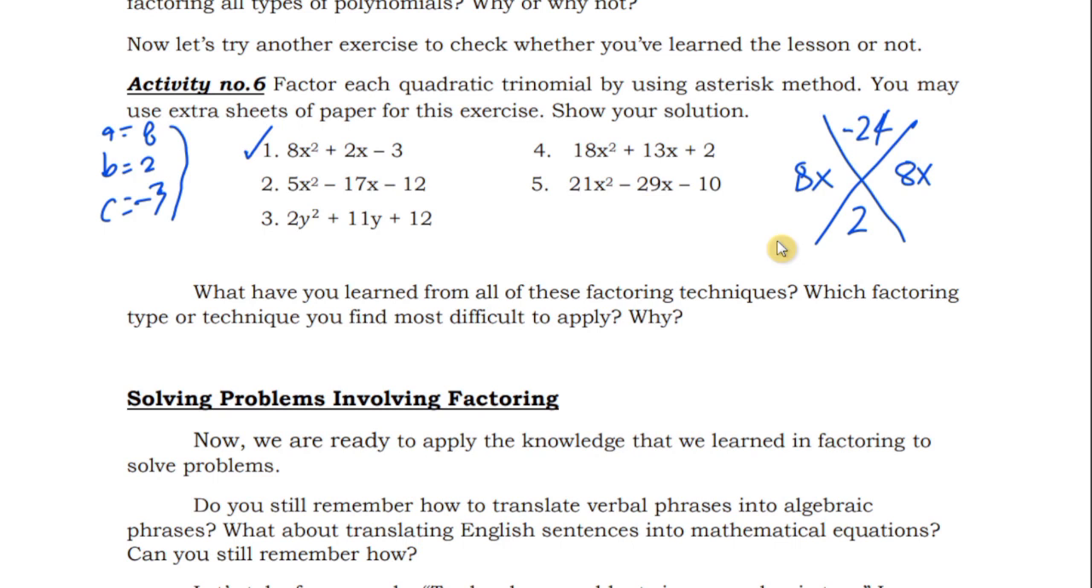So we're looking for the factors of, let's say, negative 24 such that the sum must be 2. So we have here 6 and negative 4. These are the factors, and their sum is 2.